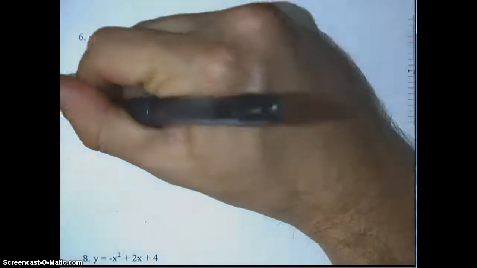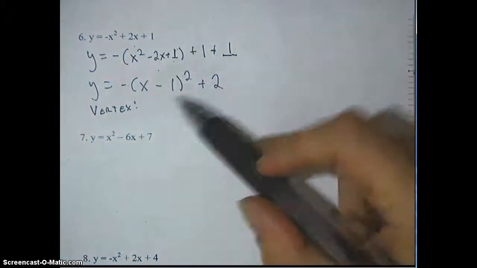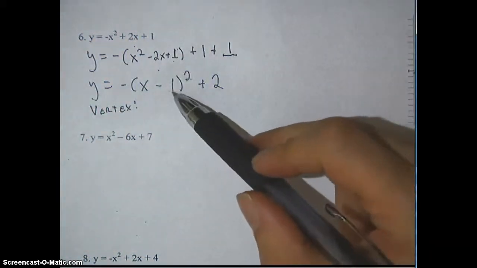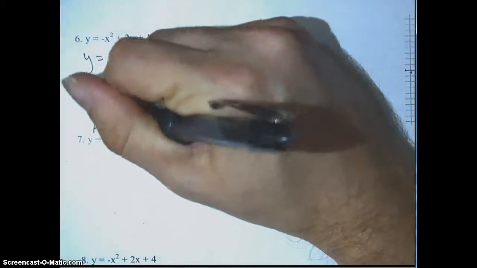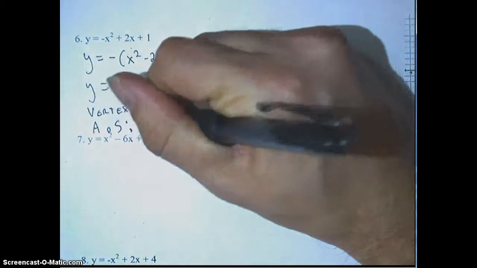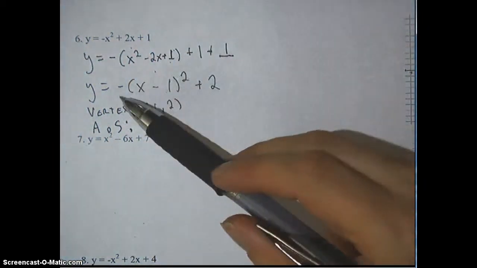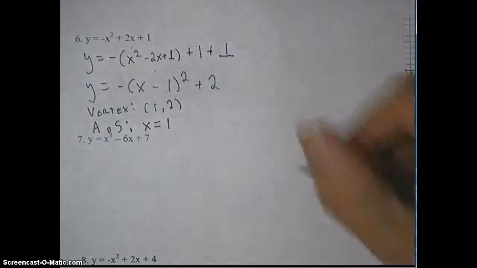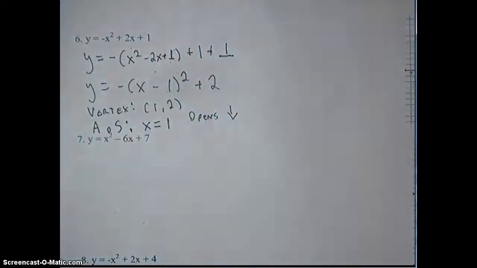From here I can write the vertex, which is just, remember it's counterintuitive, (1, positive 2). The axis of symmetry is going to be x equals whatever the x in the vertex is. And now I've got a negative here, so now I know that it opens downwards. I'll just use a down arrow for that.